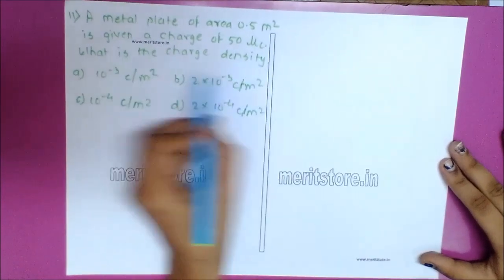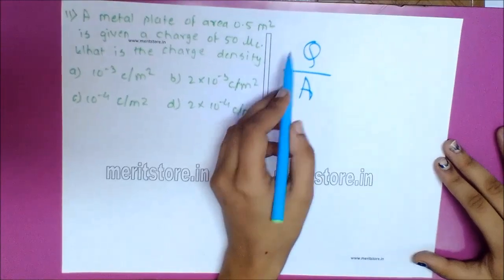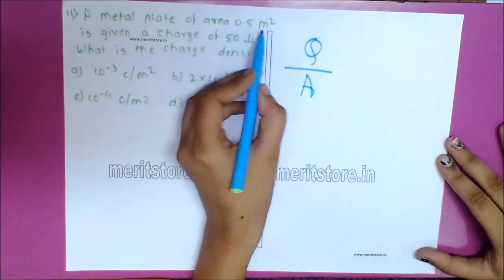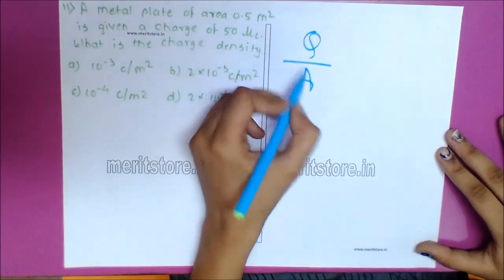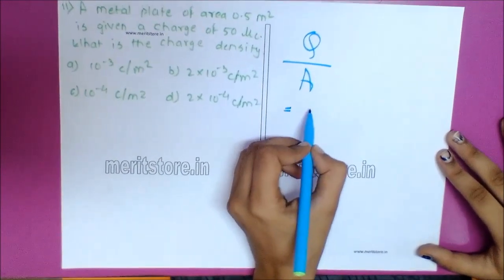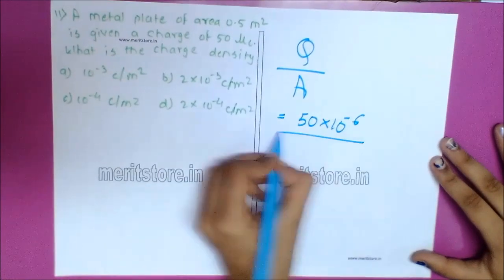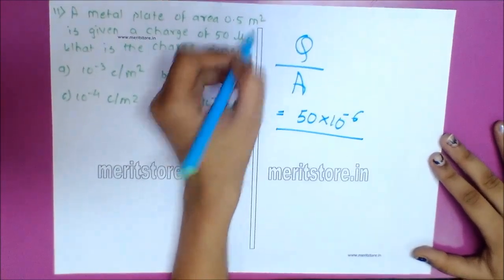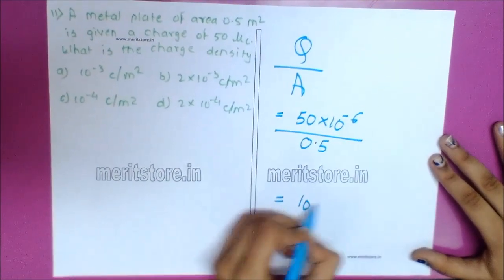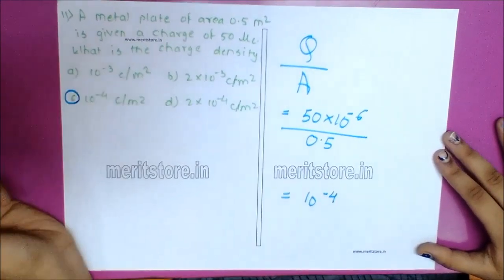We know that the surface charge density is Q by A. Again, both of these are given to us. Q is given as 50 mu C and A is given as 0.5. Q is given in the form of mu, therefore we have to multiply by 10 raised to minus 6. So we have 50 into 10 raised to minus 6 upon the area, which is given only in meter square, so we keep it as it is. Once you solve this, you get 10 raised to minus 4, which is option C. Option C is the correct option.